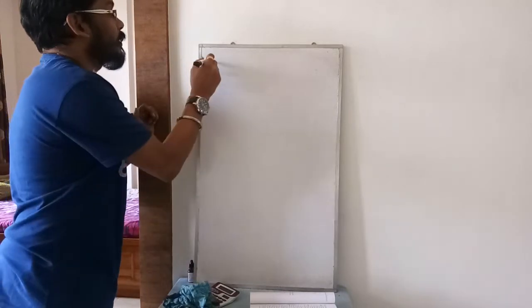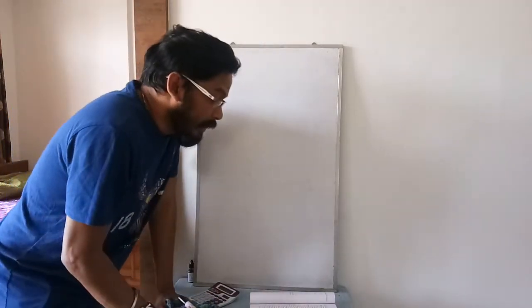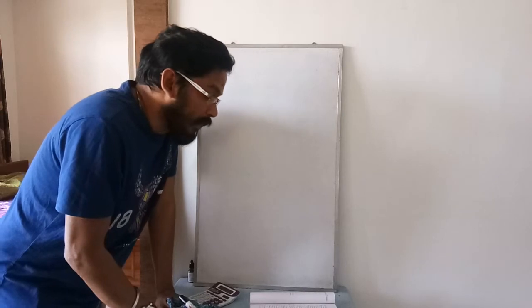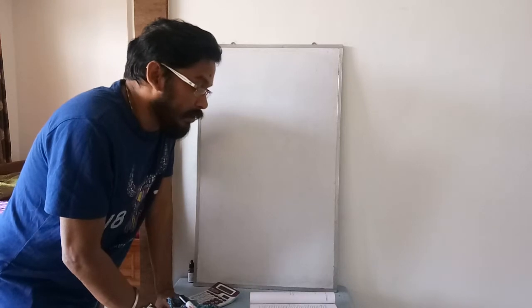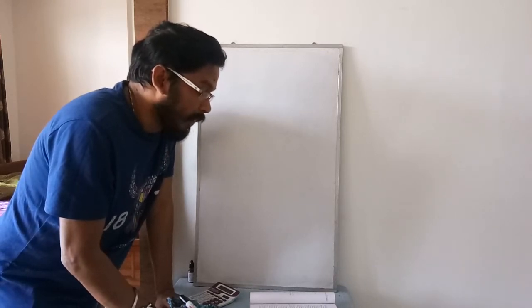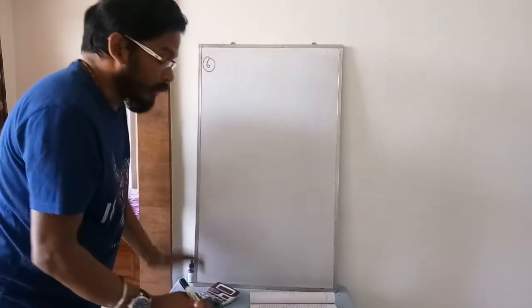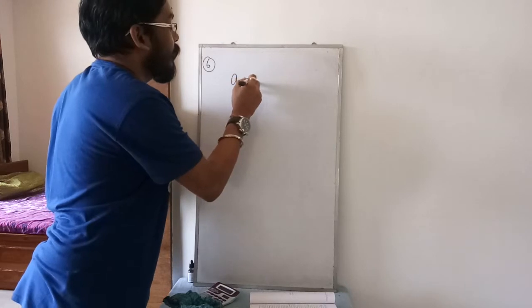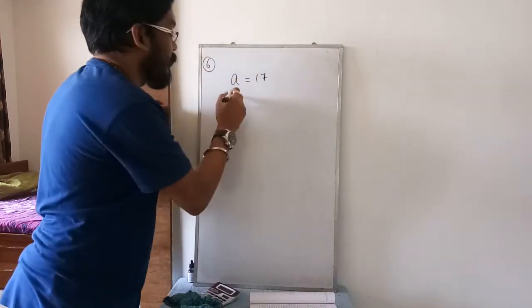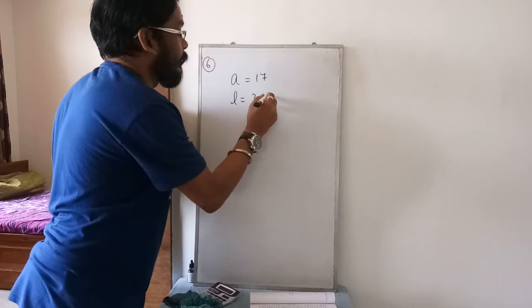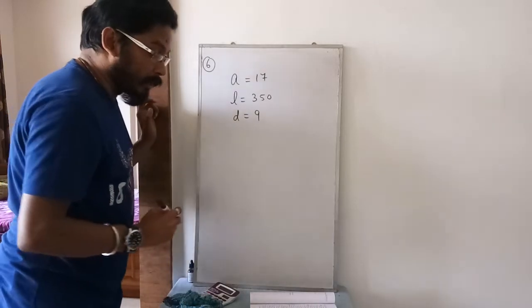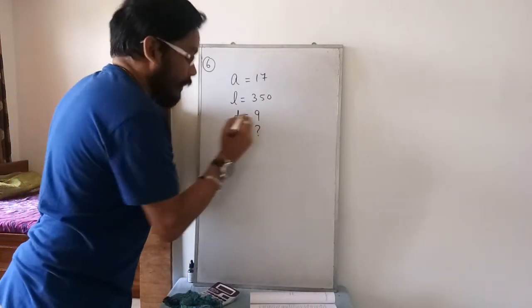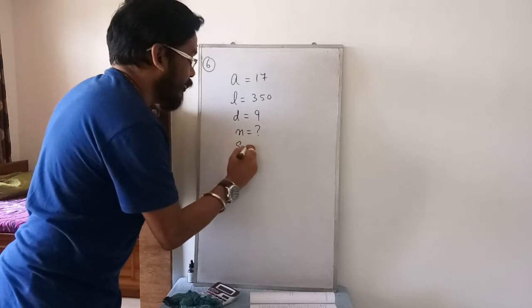Now we will go for question number 6. Let me read it out. They have said the first and the last term of an AP are 17 and 350 respectively. So first term is a, last term is l. Common difference is given as 9. You have to find out the number of terms as well as the sum. So a equal to 17, last term is 350, and d is 9. You have to find n, as well as Sn equal to question mark.